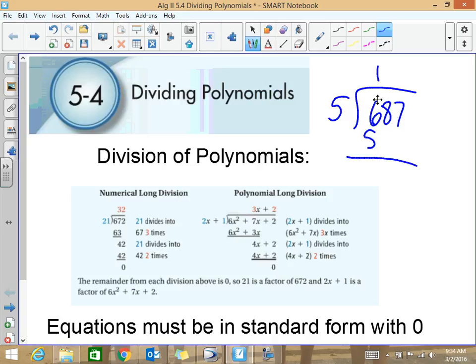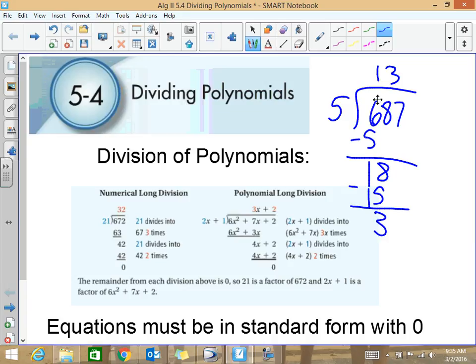So then what do we do now? Right, subtract, right? So 6 minus 5 is 1. Then what do we do? Bring down the 8. And then we see how many times does 5 go into 18, which is 3, right? And then we multiply. So 3 times 5 is 15. Then we subtract, right? So 18 minus 15 is 3.